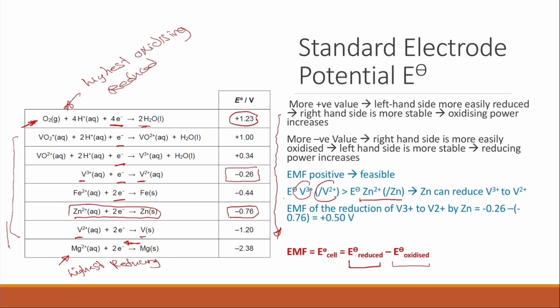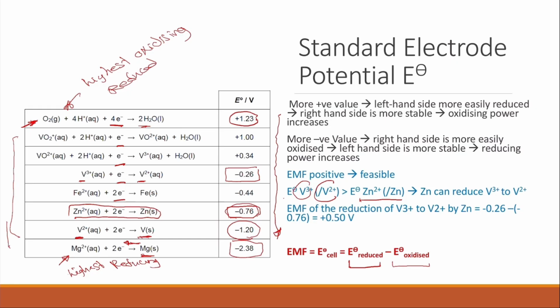On the other hand, when you look here, you can find that to reduce vanadium 2 plus to vanadium, you would need something that would have a standard electrode potential that is lower than minus 1.2. And you can see that the standard electrode potential for zinc is a higher value, so it cannot be used to reduce vanadium 2 plus to vanadium. So what can be used from this table? It's magnesium. You can use magnesium because its standard electrode potential is less than the standard electrode potential for vanadium 2 plus to vanadium.